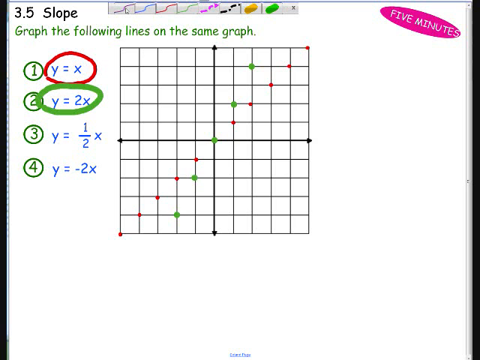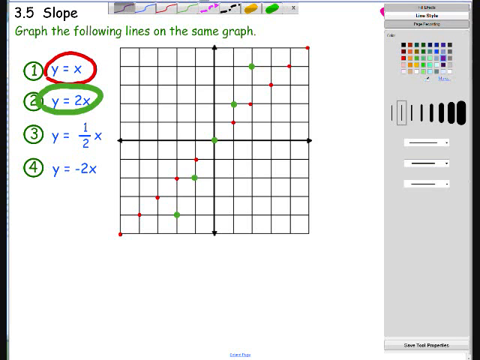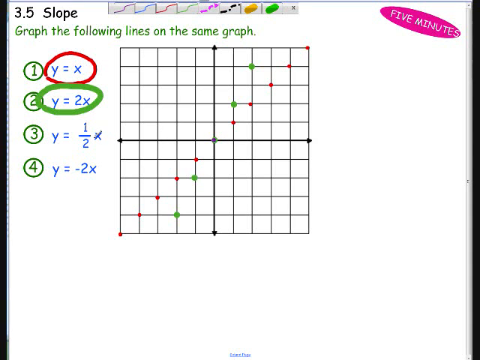Then we'll do the 1/2. Again, what is the slope? The slope is 1/2 and the y-intercept is 0, so we'll start right here. They're all starting in the same place. And we're going to go up 1 over 2. Up 1 over 2. And we can mark it over here as well. So that's for this one.